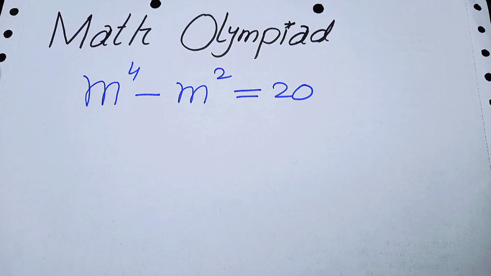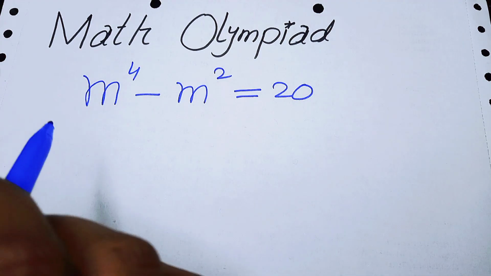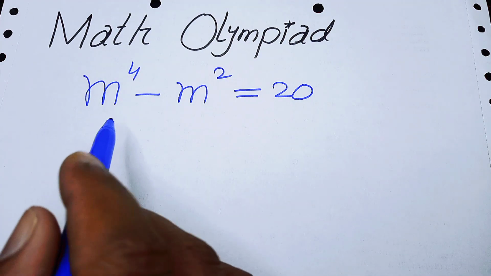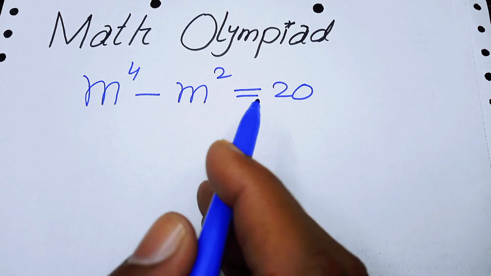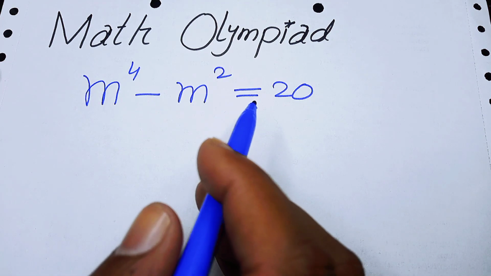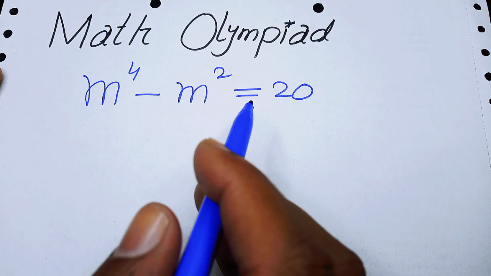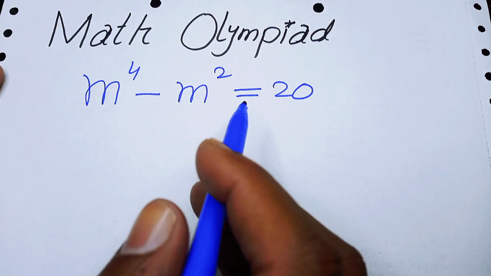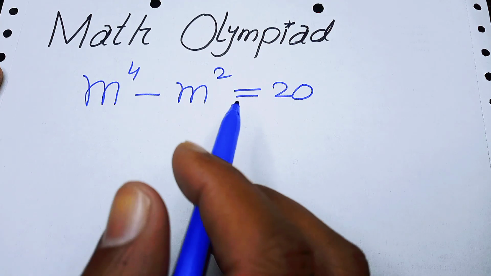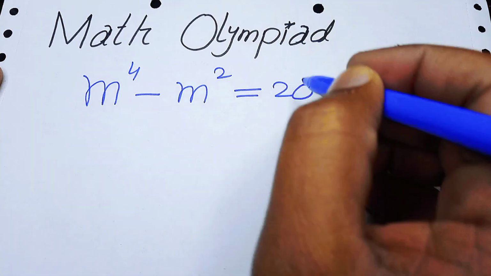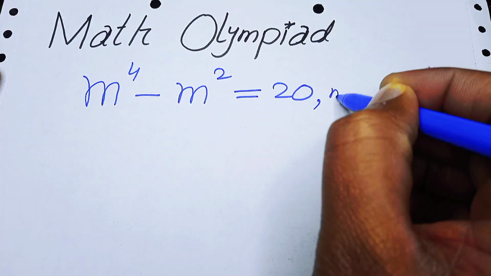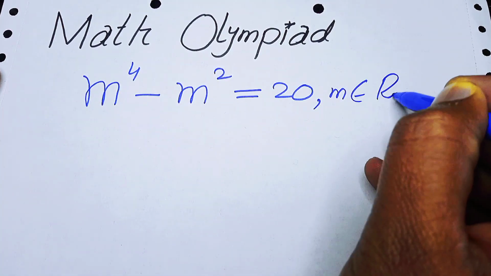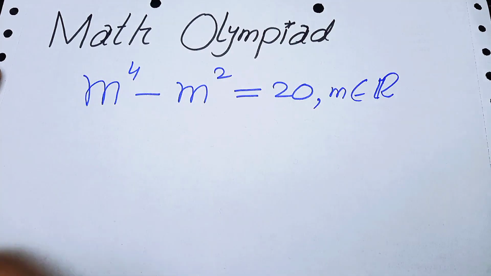In this video we are going to solve this nice algebra problem. Here we have m to the power of 4 minus m square is equal to 20, and now we can solve this nice algebra problem for the positive values of m, or here we can find only the real roots. Okay, so remember one thing, this m belongs to R, that means we find just only real roots here.